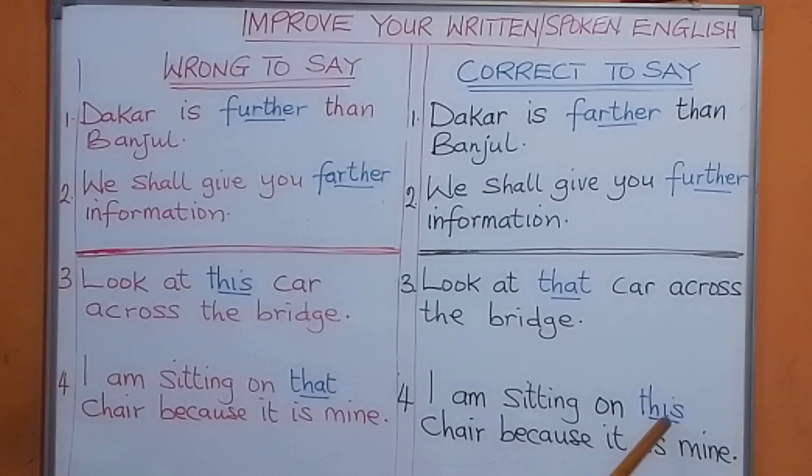This and that. When the object that you are talking about is touched, you use this. When that object is at a distance, you use that. Therefore, wrong to say, look at this car across the bridge. You say, look at that car across the bridge. Wrong to say, I am sitting on that chair because it is mine. Say, I am sitting on this chair because you are sitting there, you are touching it, it is yours.